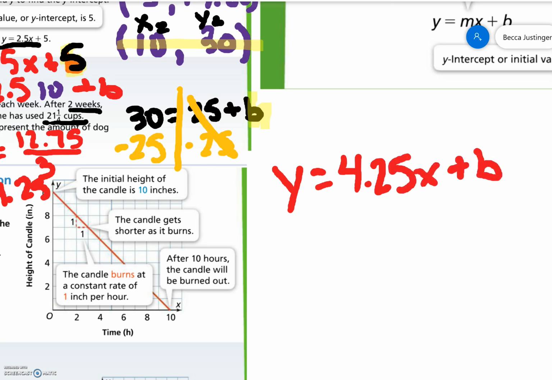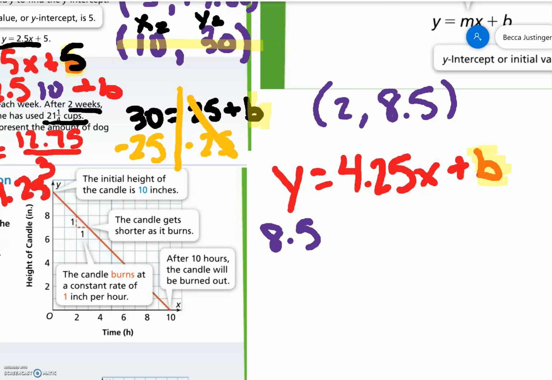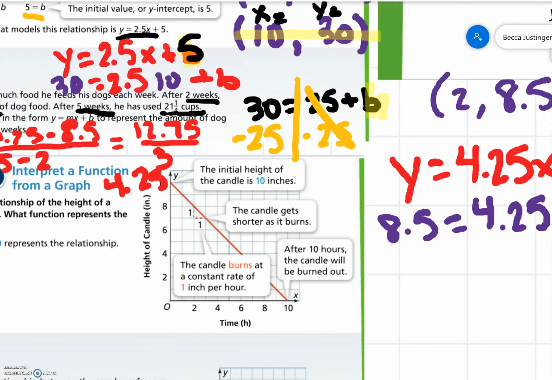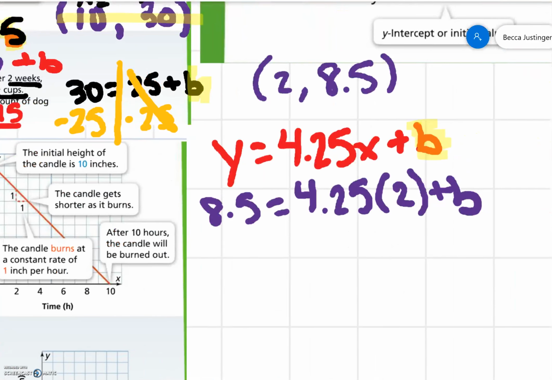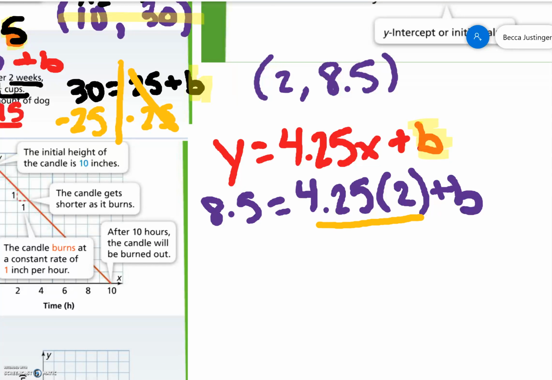So I plug that into my equation of y equals mx plus b, but I still need to find b. So just like before, we pick one of the points. So I'm going to pick the point 2, 8.5. Plug in my x and my y. So instead of y, I'm going to put 8.5 equals 4.25. Instead of x, I'm going to put a 2 plus b. Now we have to solve for b. So I'm going to first multiply. So I leave the 8.5. 4.25 times 2 is 8.5.